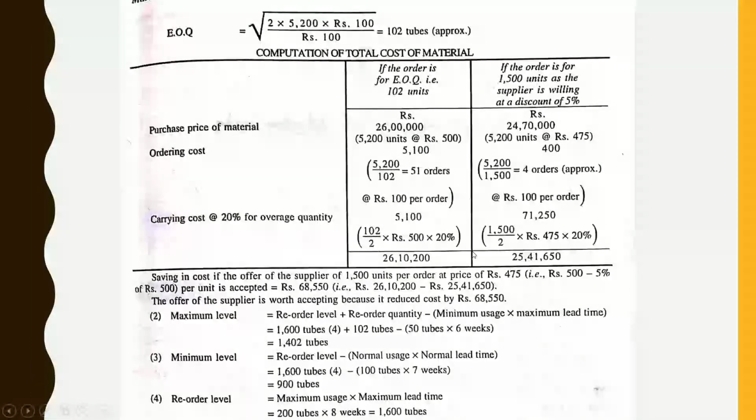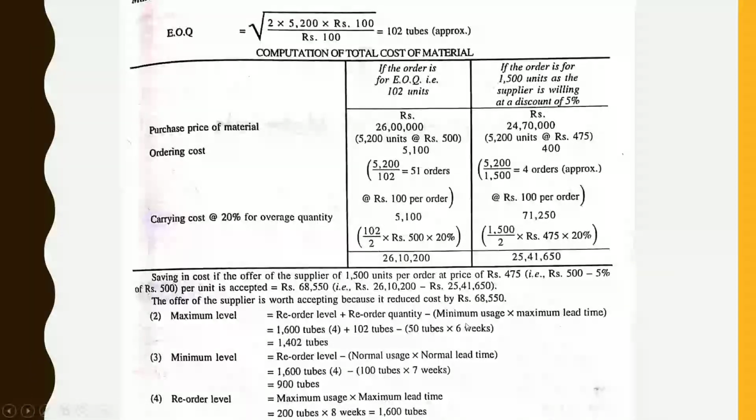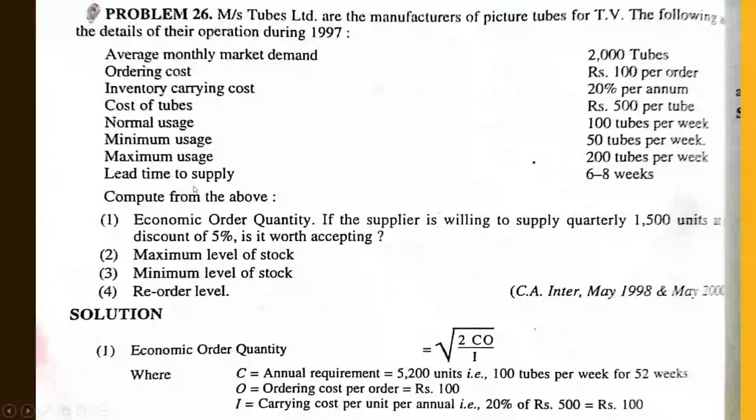So then maximum level. For calculating maximum level, we should know the reordering level first. So reordering level, first of all, we should calculate. Now reorder quantity. Here reorder quantity is not given, so that means economic order quantity is the reorder quantity. So economic order 102, so 102 minus minimum usage. Minimum usage is how much? Minimum usage 50. Then minimum lead time is how much? 6. So minimum lead time 6 weeks. So multiply it. So it will be 1,400.